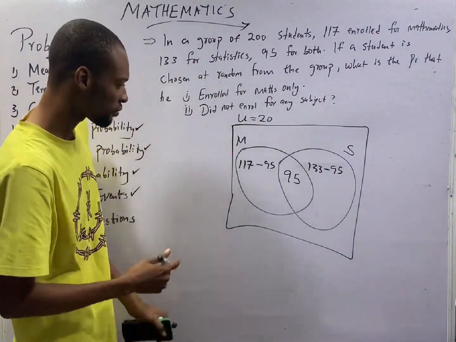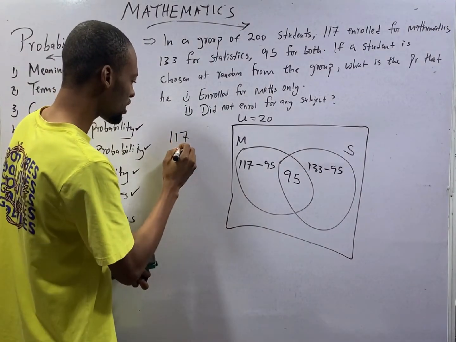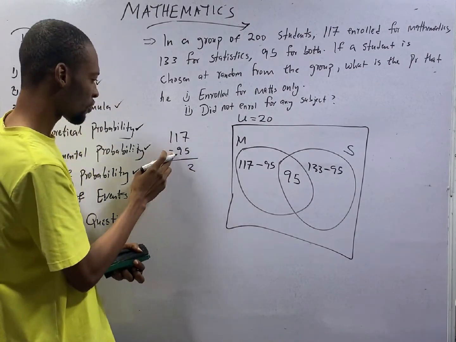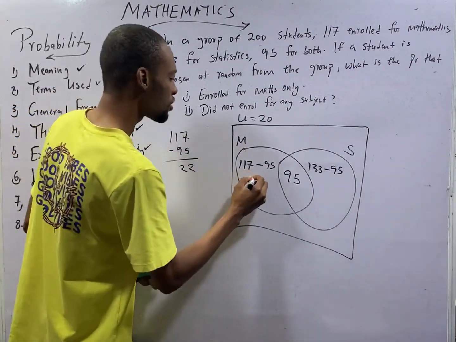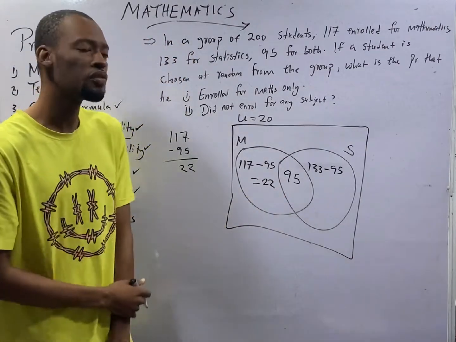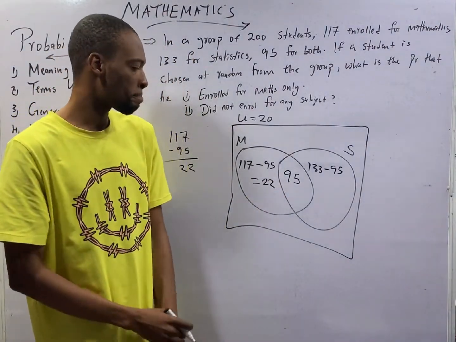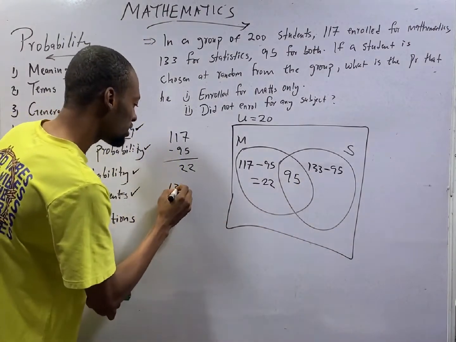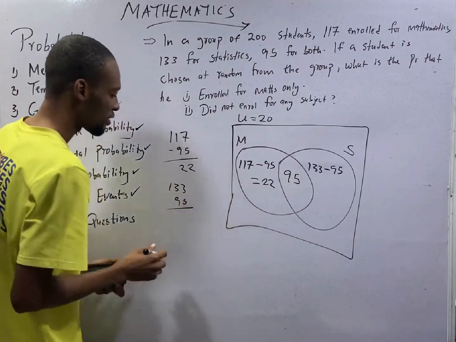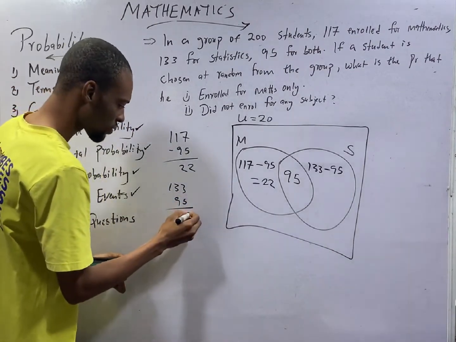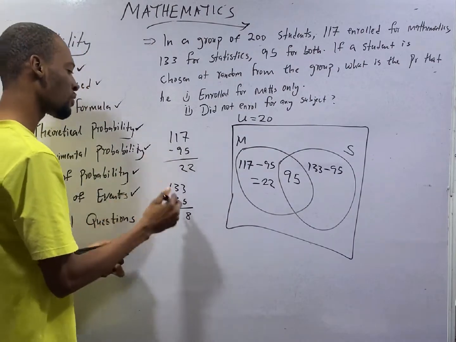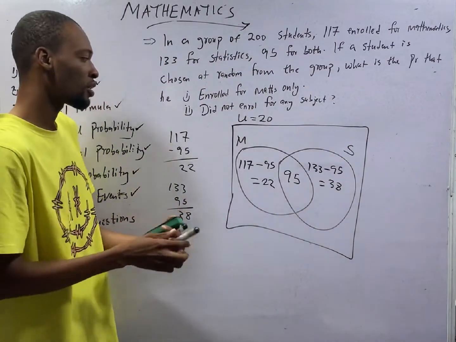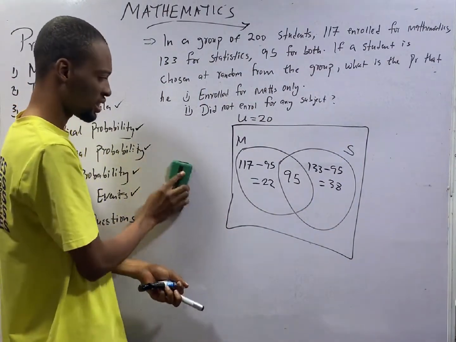Now let's look at this. 117 minus 95 is 22. So 22 enrolled for only mathematics. 133 minus 95: 13 minus 5 is 8, 9, 10, 11, 12, so this equals 38. 38 people enrolled for only statistics.